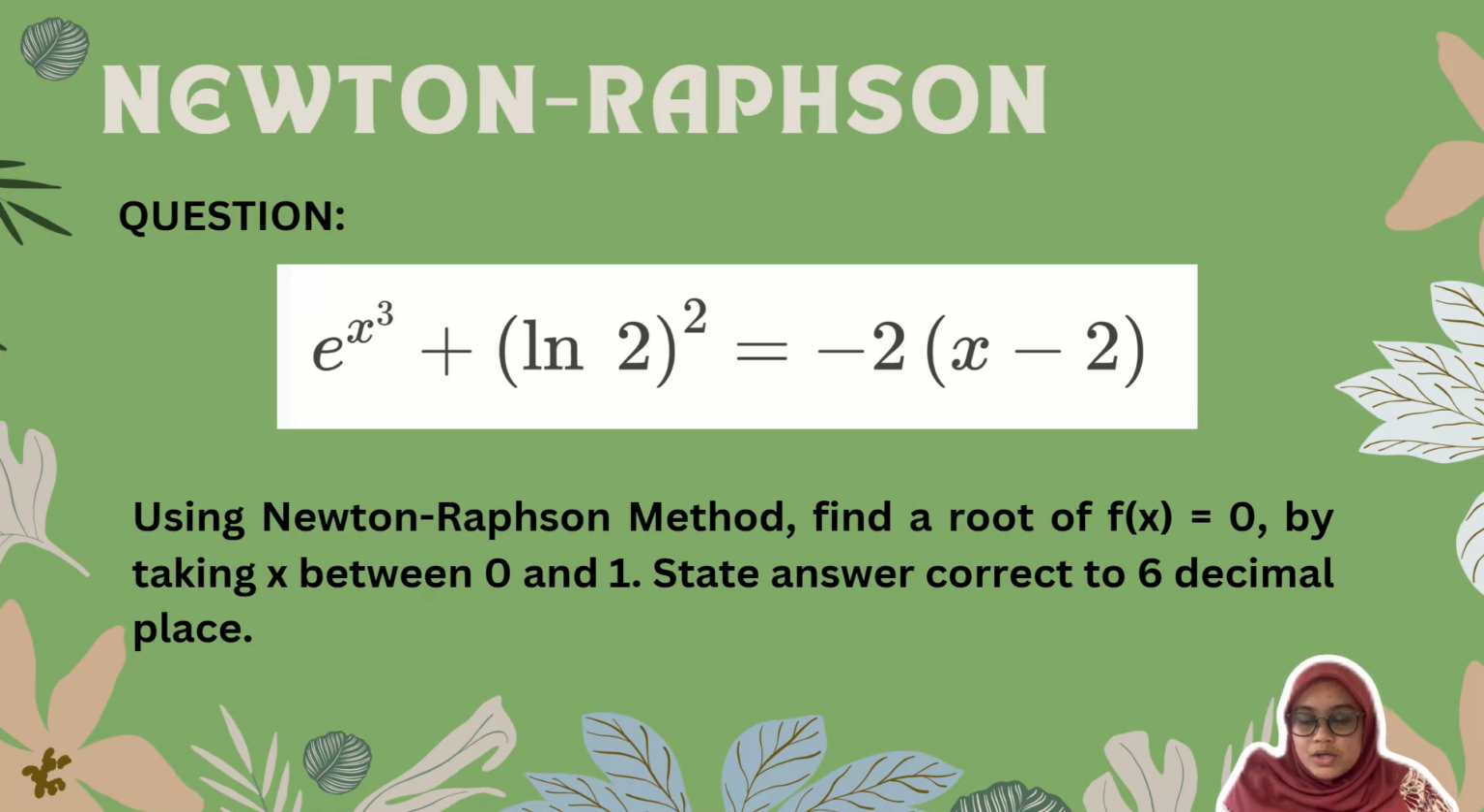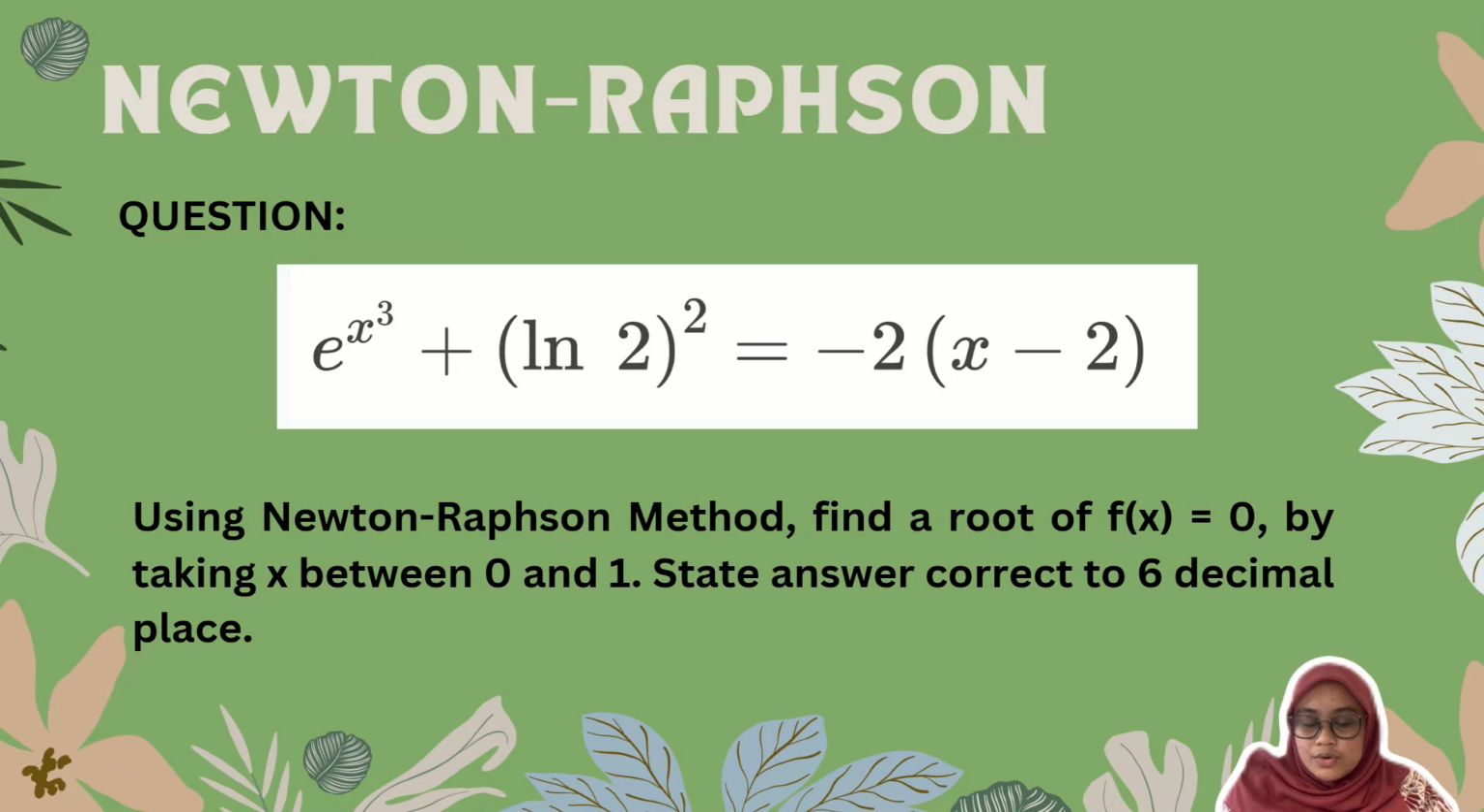We were given an equation which is e to the power of x cubed plus ln 2 squared equals -2 times (x minus 2). Using the Newton-Raphson method, we need to find the root of f(x) equals 0 by taking x between 0 and 1. Then, state the answer correct to 6 decimal places.